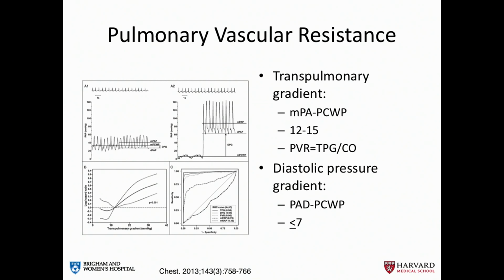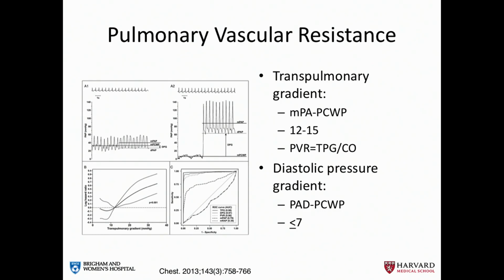The first is the thinking of the transpulmonary gradient, which is simply the difference between the mean pulmonary artery pressure and the pulmonary capillary wedge pressure. Normally that should range between 12 to 15 millimeters of mercury. And remember that the pulmonary vascular resistance is calculated by that transpulmonary gradient divided by cardiac output. That just tells us the pulmonary vascular resistance.